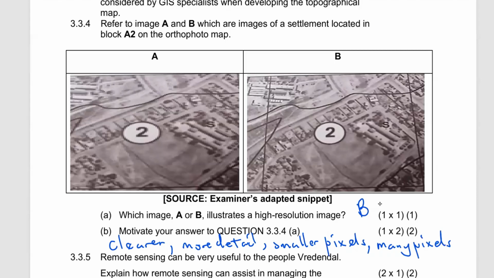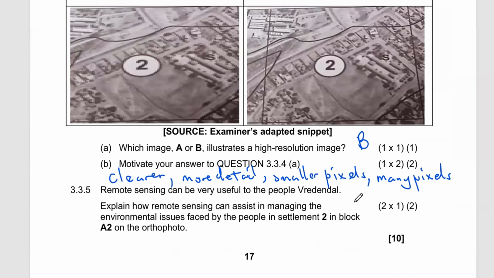But if it's a high resolution, it's clearer, it has more detail. And also in terms of the size of pixels, they are smaller. The smaller the size of the pixel, the clearer the image is. And if you check the number of pixels, if they are larger, it means we are going to have a smaller number of pixels in the image. And if they are small, we're going to have a large number of pixels in the image. So if the pixels are smaller, it is going to give us a clearer image or a high resolution image. That is why we're justifying that B is a high resolution image because it's clearer. We can actually see the details of the place. Right.